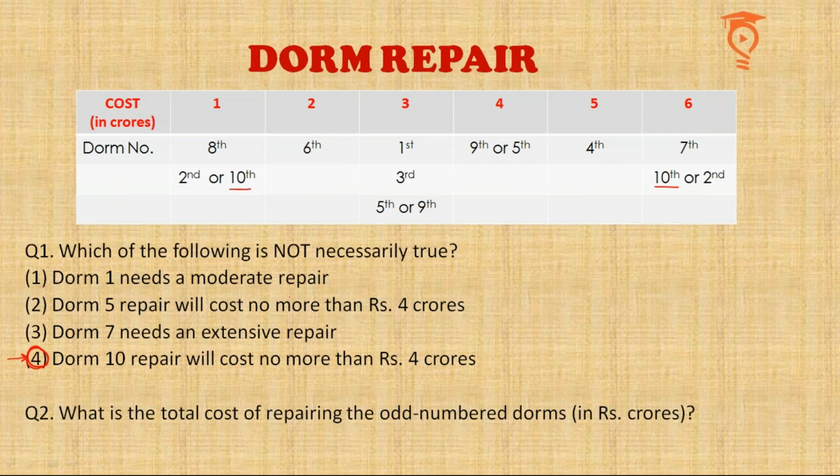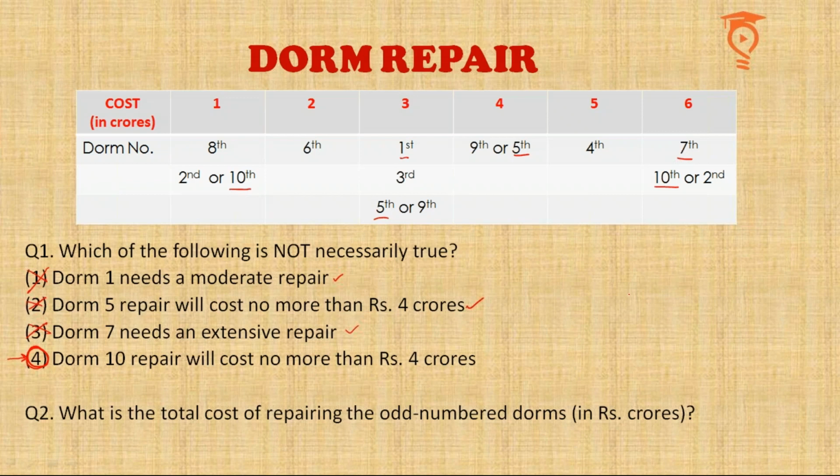By the way, I would also like you to know how to strike out options 1, 2 and 3, though we have gotten our answer. Option 1 says DOM 1 needs a moderate repair. Moderate repair means 3 or 4, and DOM number 1 is under the 3 crore, so this is necessarily true. Okay, DOM 5 repair will cost no more than 4 crore. So DOM 5 we are not sure, but we are sure that it needs a moderate repair only, because 5 is either here or here. So DOM 5 will not need more than 4 crore. This is also necessarily true. And DOM 7 needs an extensive repair. 7 has an exact place, so this is also necessarily true. Only the fourth option is not necessarily true.